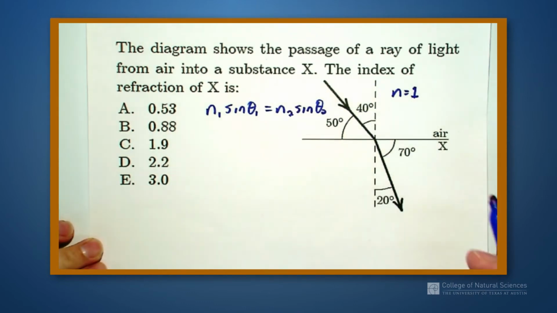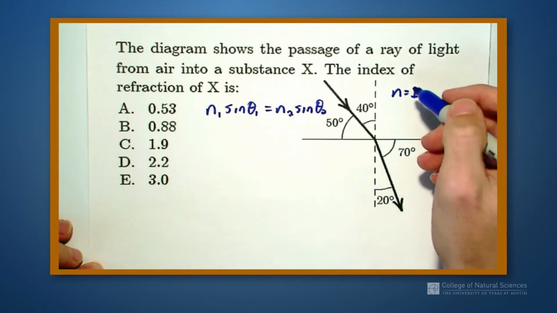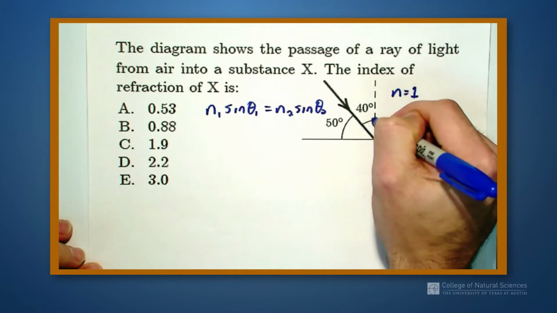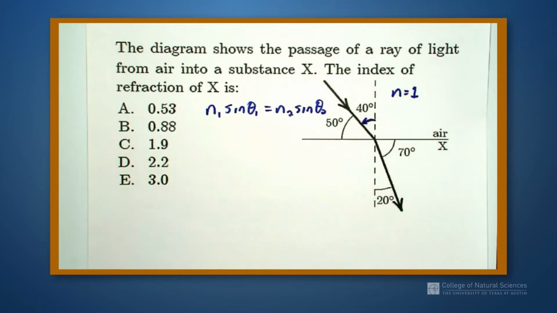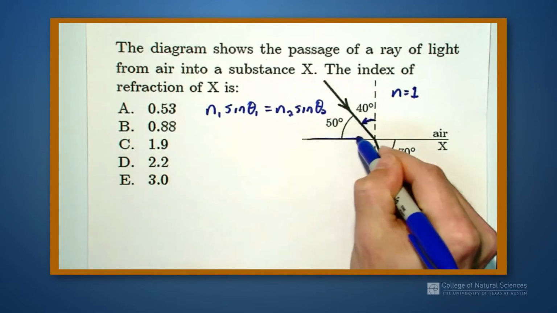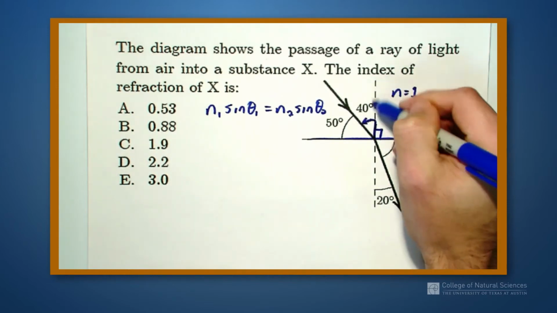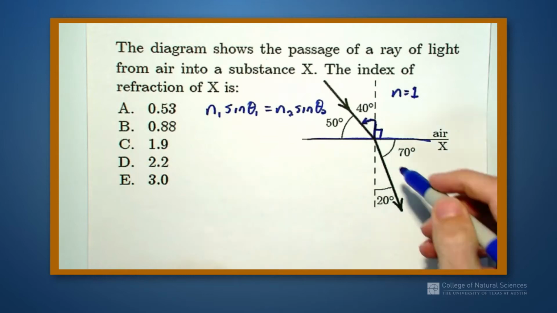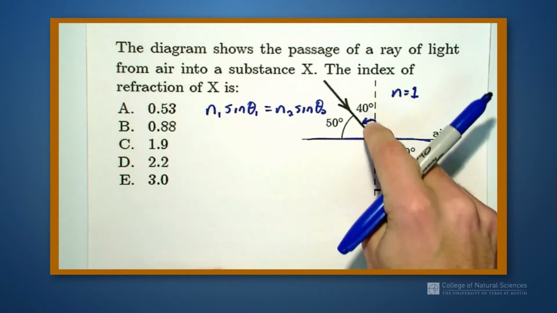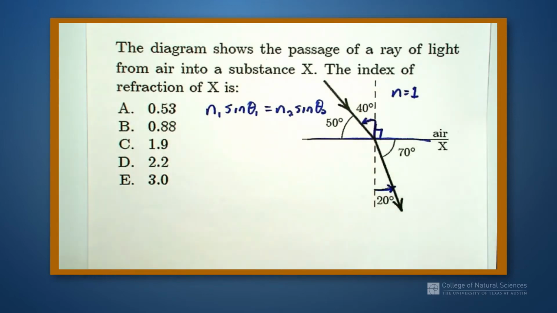When we deal with this angle theta, we've got to remember that our angle is measured from the normal. So we have our surface, and we have a line perpendicular to the surface, and we want to measure from the perpendicular, from the normal. So the two angles that we're using are 40 degrees and 20 degrees.